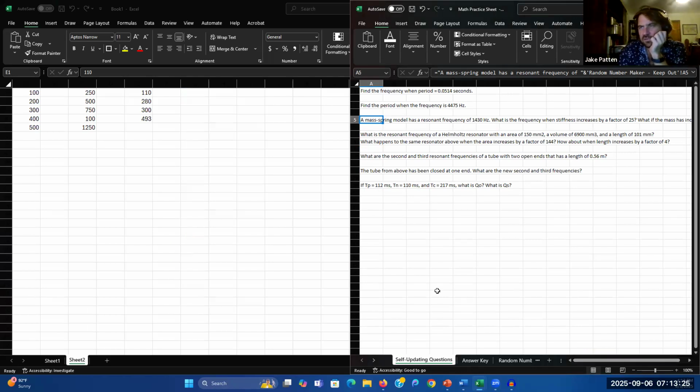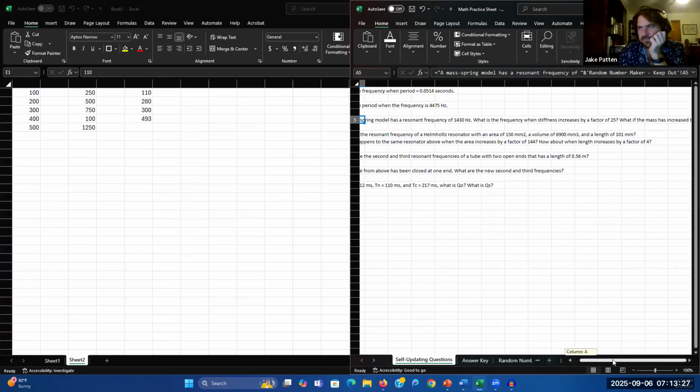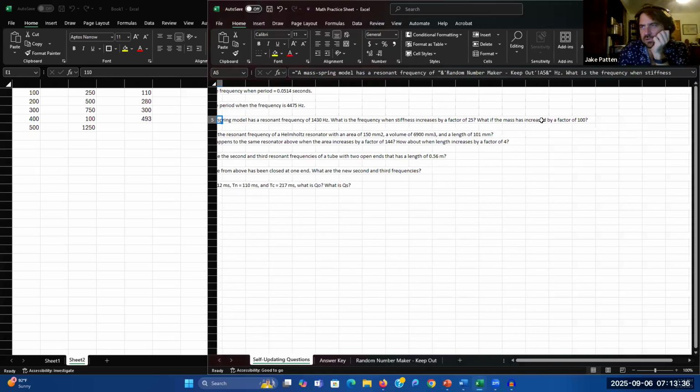Okay, so the mass spring model has a resonant frequency of 1430. What's the frequency when stiffness is increased by a factor of 25? And then this is too long for me to read what else it's talking about. What if the mass is increased by a factor of 100? Okay, so the mass spring model, let me see if I can write.